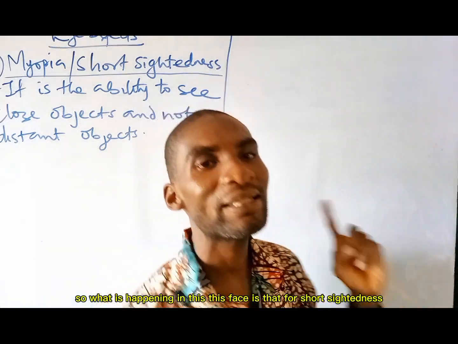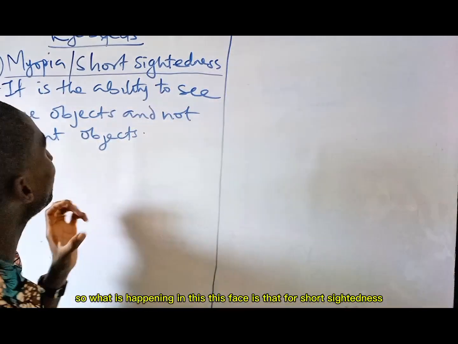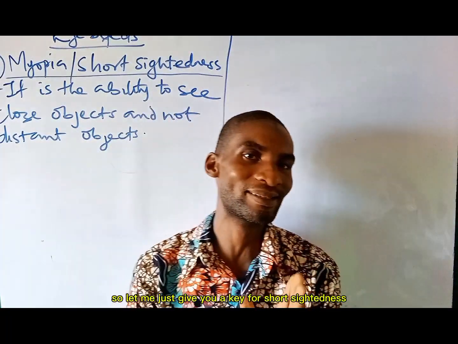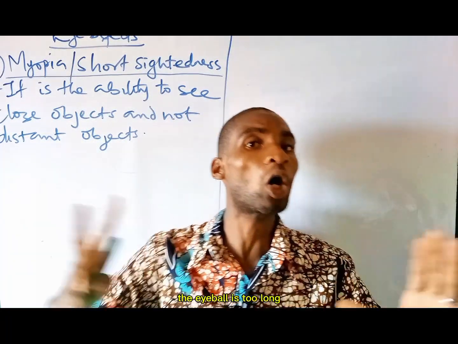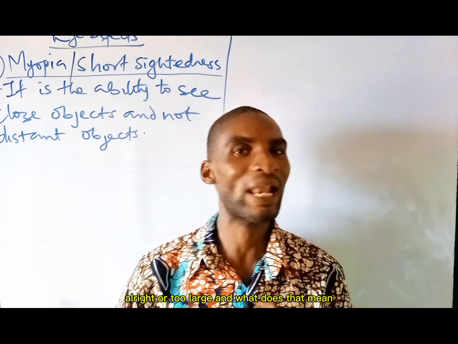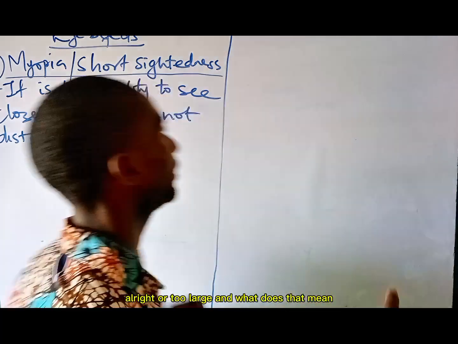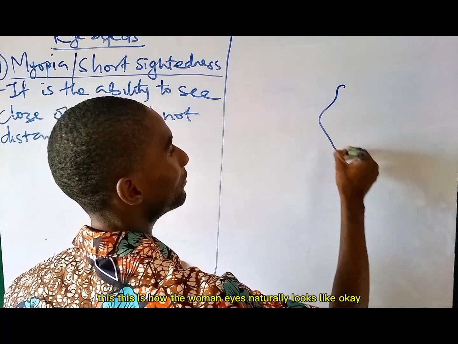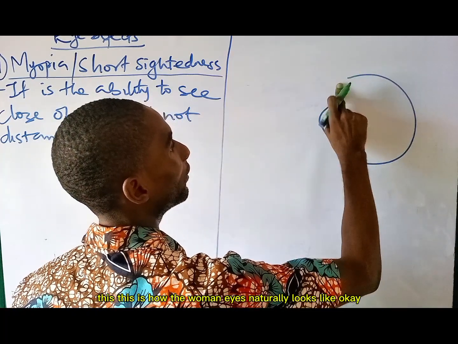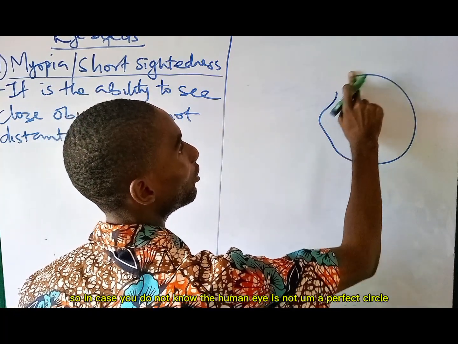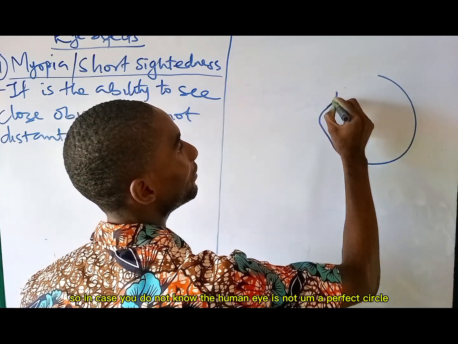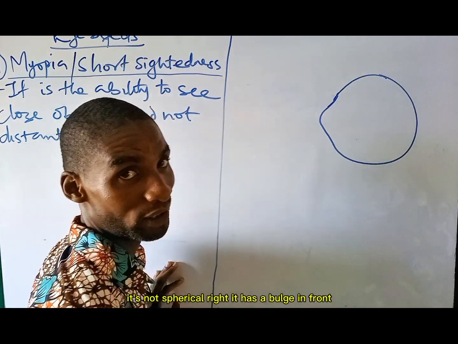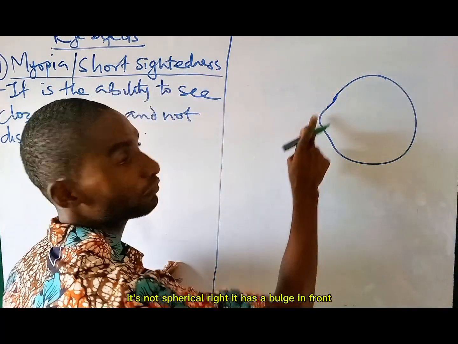So what is happening in this phase is that for short-sightedness, so let me just give you a key. For short-sightedness, the eyeball is too long, all right, or too large. And what does that mean? So let me explain that for you. This is how the human eyes naturally looks like, okay? So in case you do not know, the human eye is not a perfect circle. It's not spherical, right? It has a bulge in front.